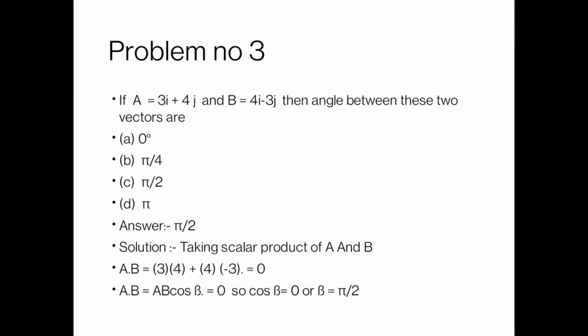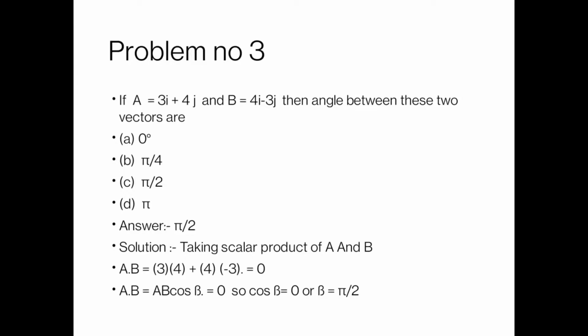Problem number 3, if A is equal to 3i plus 4j, B is equal to 4i minus 3j, then the angle between these two vectors is. When we have to calculate the angle between two vectors, we take the dot product of these two. A dot B is equal to AB cos beta. In this way we can calculate the value of angle beta. So A dot B is equal to A1 B1 plus A2 B2. So 3 into 4 plus 4 into minus 3 comes out to be 0.